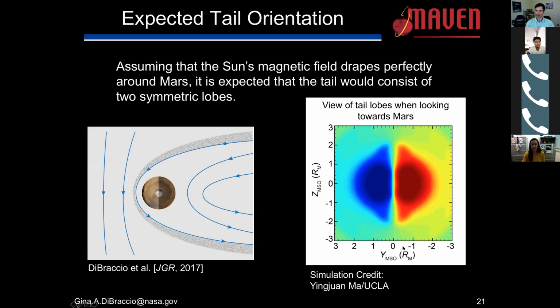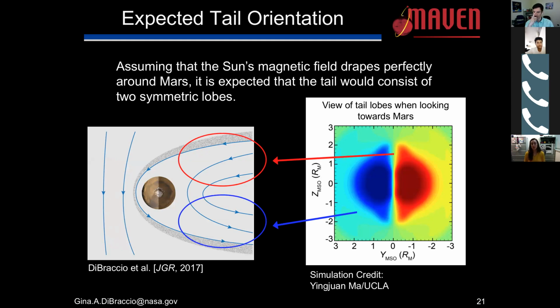So in this figure that I'm showing you on the right, you imagine that you're standing in the tail looking back towards Mars. So if I was standing right here in the tail and I'm looking towards Mars, I would see the red lobe and I would see the blue lobe. The red lobe corresponds to that region where the arrows are pointed towards the planet, and the blue lobe corresponds to the region where the field arrows are pointed away from the planet. So in this perfectly draped case, this is exactly what we would expect to see. We would see two lobes that are the same shape and size, just with magnetic fields pointed away from the planet and magnetic fields pointed towards the planet.